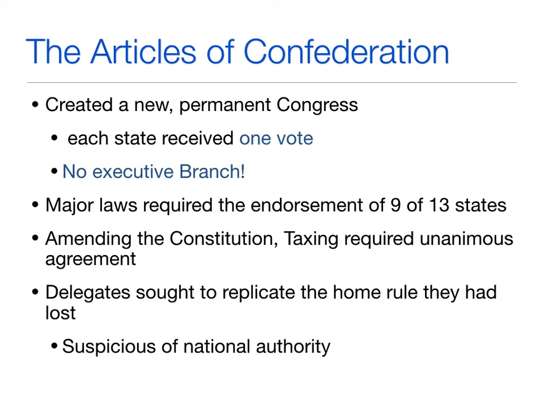Now, we have this new government, but we had just declared our independence from a monarchy that had imposed taxes upon us without us having any input. We're fighting a revolution trying to get rid of them, so the last thing we're going to do is allow a strong national government. So we didn't want to have any actual executive branch.